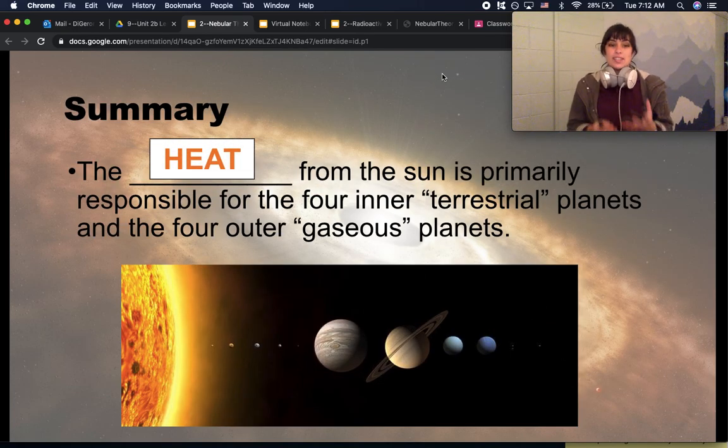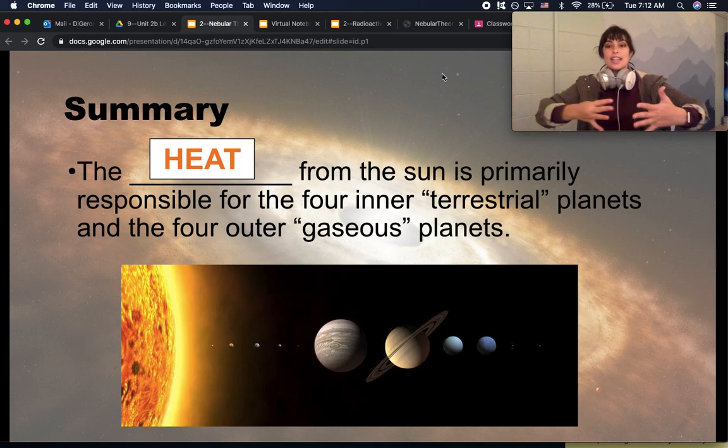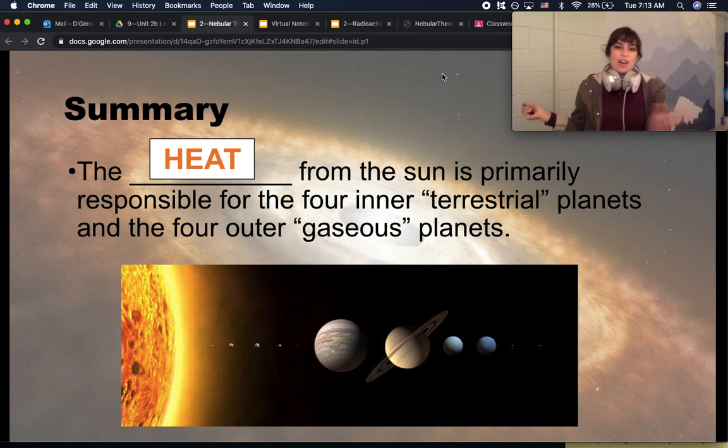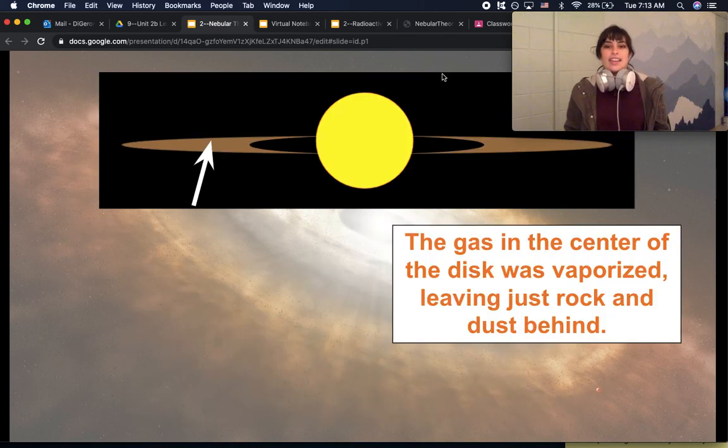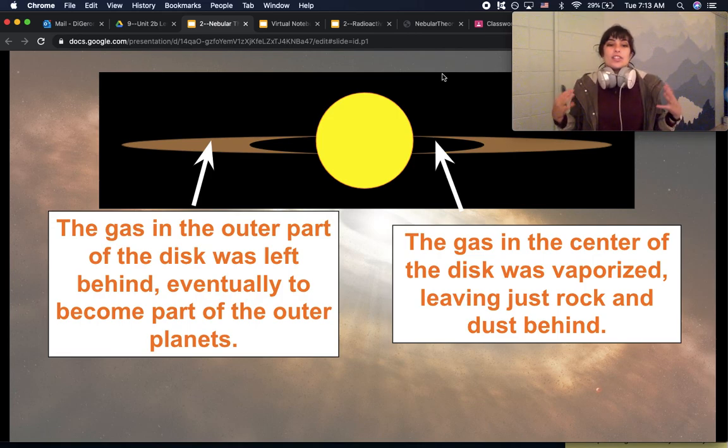So the heat from the sun is the primary reason for our 4 inner terrestrial or rocky planets and the 4 outer gassy planets, because that heat from the sun vaporized most of the gases and left rocks behind. And it also sucked in and used its solar wind to blow out the light gases that would be used in the future to make the gas giants at the outer edge of our solar system. The gas in the center of the disk was vaporized, leaving just rock and dust behind for our 4 inner rocky planets. And the gas on the outer part was just left there to become part of those outer gas giants.